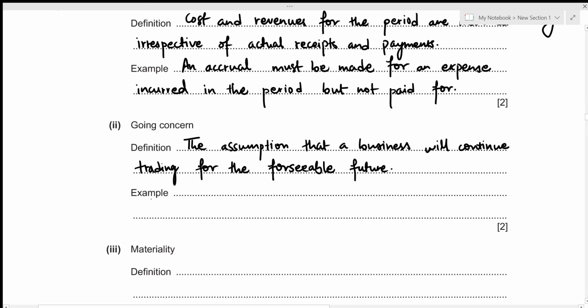And an example of this could be that the non-current assets are valued at net book value rather than the market value, because we know that the business will run forever. That is the assumption, right? So if we record the non-current assets at the market value, then we never know the actual amount of depreciation to be charged for each year in compliance with the going concern concept. So let's write down our example. Non-current assets are valued at net book value rather than the market value.